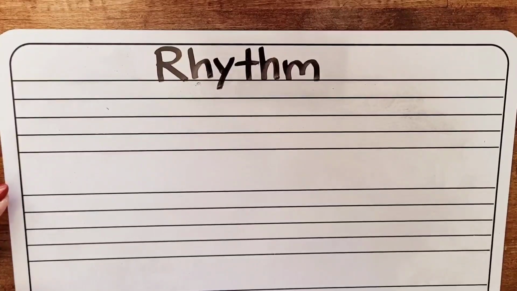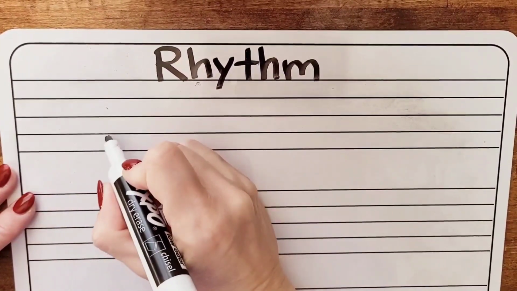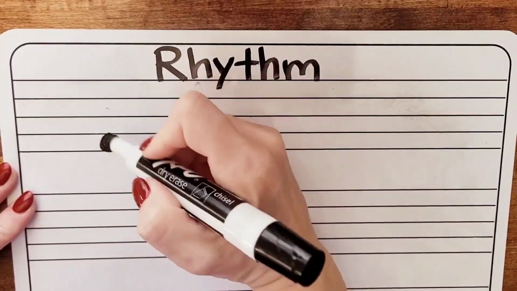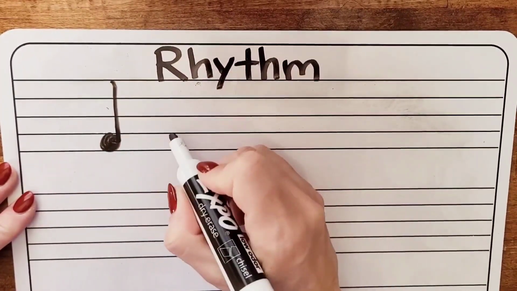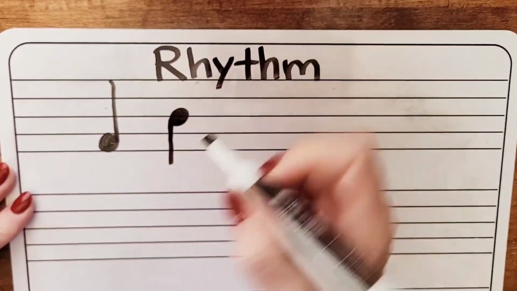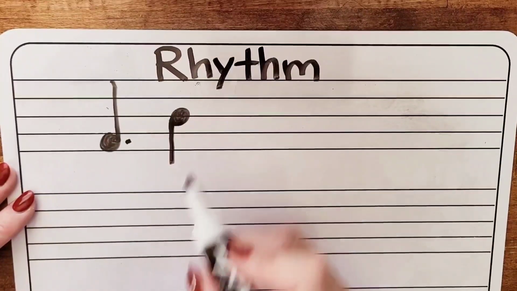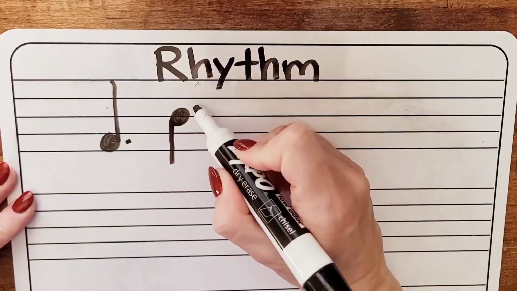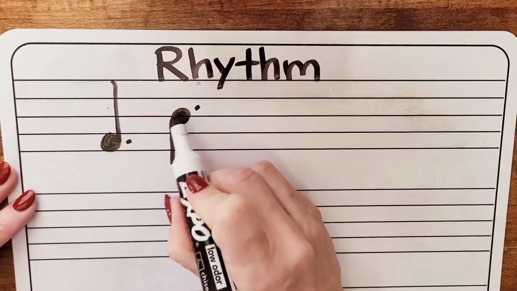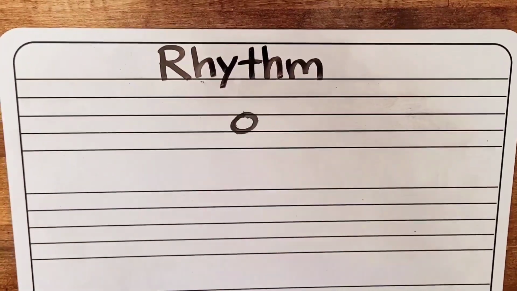I'm going to talk briefly about where you would put the dot if your note is on a space versus if it's on a line. If it's on a space, it goes right in the middle of that space. If it's on a line, it goes above this line, in the middle of the space above.